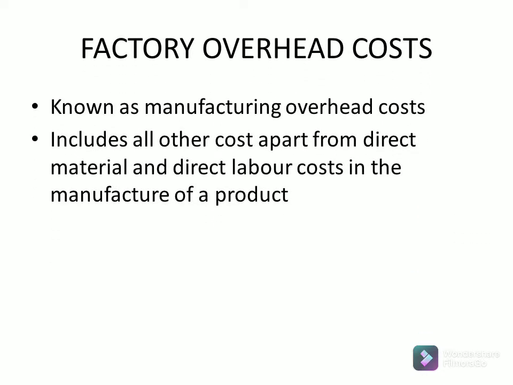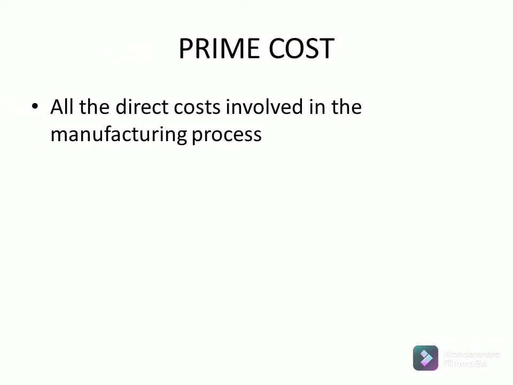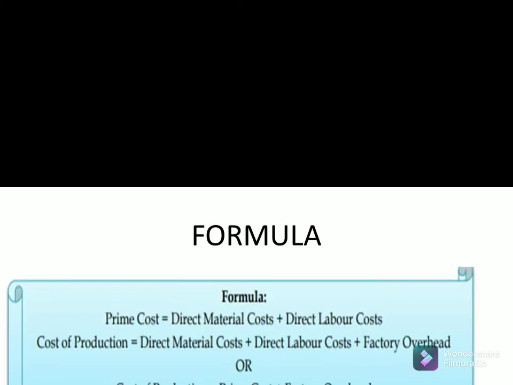Factory overhead costs are also known as manufacturing overhead costs. This includes all the other costs apart from the direct material and direct labor costs in the manufacture of a product. Prime costs are all the direct costs which are direct labor and direct material involved in the manufacturing process.